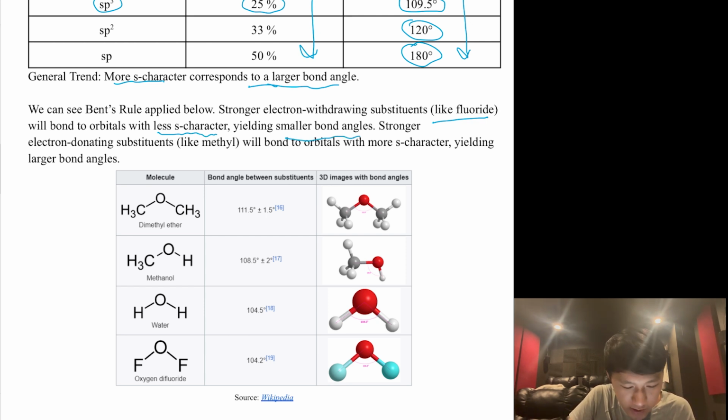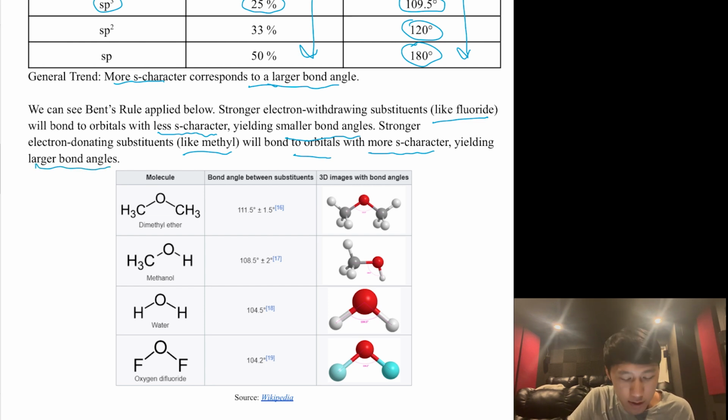Stronger electron donating substituents, like a methyl group, if you know organic chemistry, methyl groups are electron donating. That's why they can stabilize carbocations. If you're not familiar with this, don't worry about it just yet. Just know that methyl groups, CH3s, are electron donating. So they will bond to orbitals with relatively more s character, yielding larger bond angles.